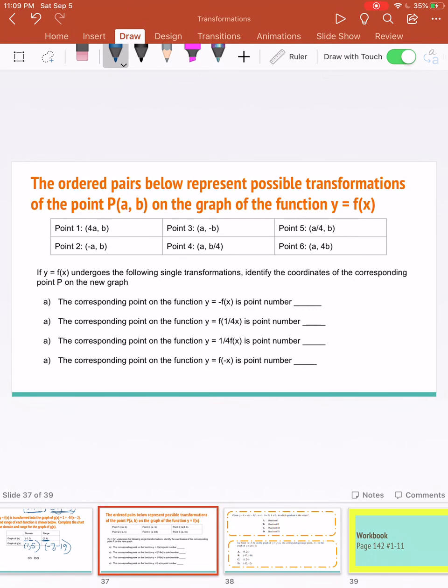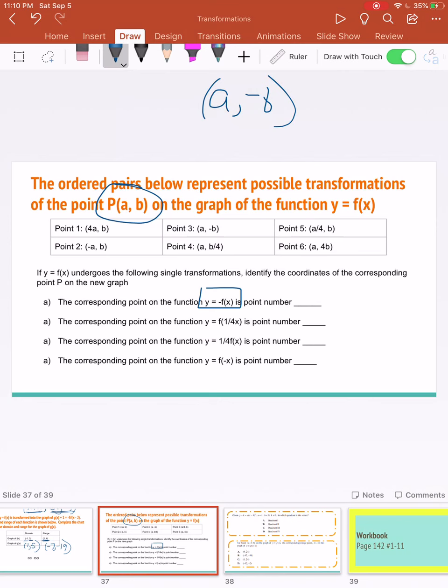All right, here's another diploma question. So it says, the ordered pair below represents possible transformations of the point P, a, b. If y equals f at x undergoes the following single transformations, identify the coordinates of the corresponding point P on the new graph. Okay, so let's start with a. That's an a value. Remember, anything outside of your f function is going to affect your y. Always go back to that, it'll help a lot. Okay, well, especially when you're dealing with mapping coordinates. So that means I'm going to end up with a negative b, right? Because my y ordered pair is affected.